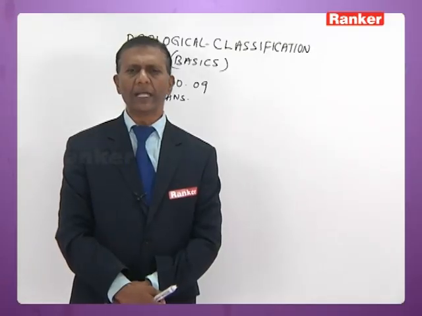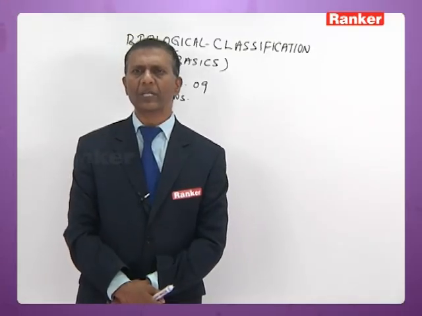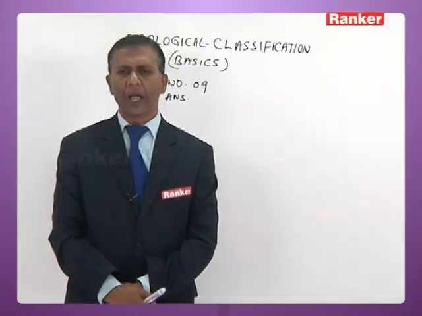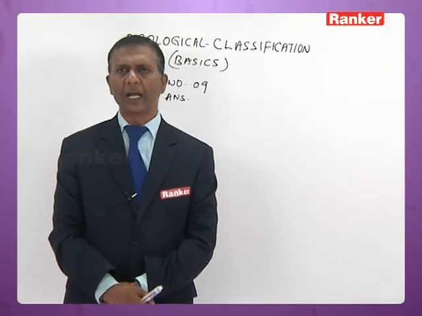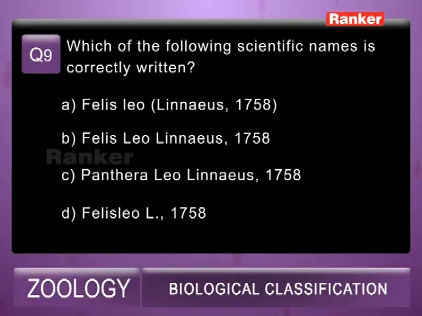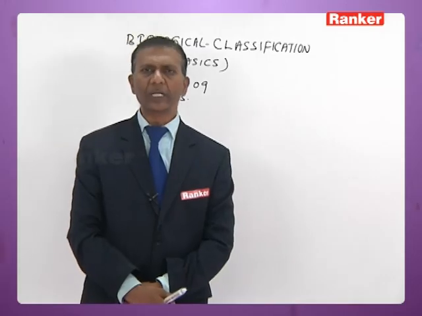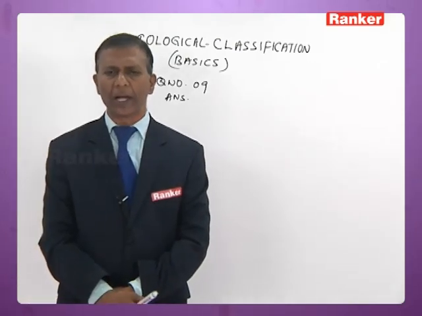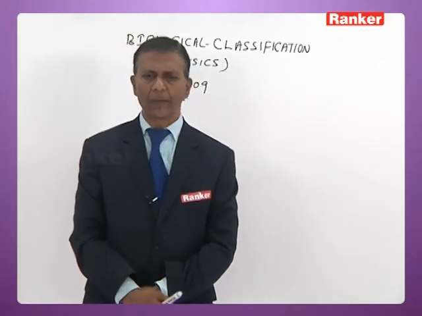Now if you see option A, Felis leo (Linnaeus, 1758), the author's name cannot be put in brackets here. It is wrong because the name of the author and year cannot be placed in parenthesis. So A option is wrong. Then if you take option B, Felis Leo Linnaeus 1758, the species is using a capital letter. Species cannot be written with a capital letter. It should be written with a small letter. So B option is also wrong.